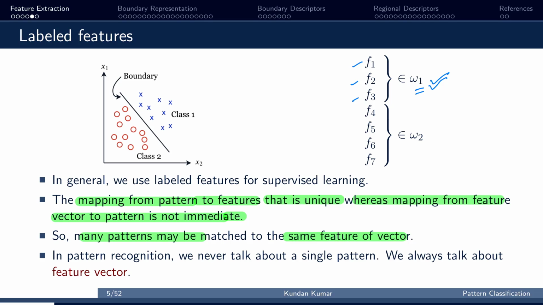In pattern recognition or pattern classification problems, we never talk about single features. Maybe a single feature is not sufficient to solve a problem accurately. So we always talk about feature vectors, where the vector consists of different components, and those components have their own characteristics in the feature space, so that the features can be separable and belong to different classes.